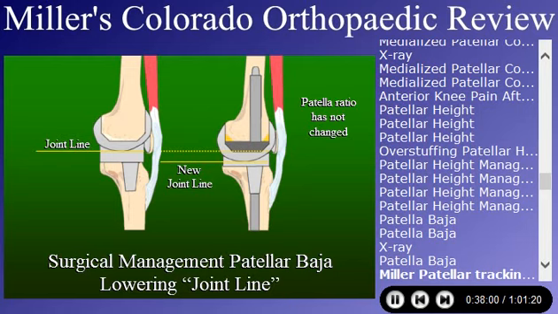So that's one way out of that, and they probably will not ask that because that's a very sophisticated question. But that's what you can do. The principle here is lowering the joint line to help with your patella baja.